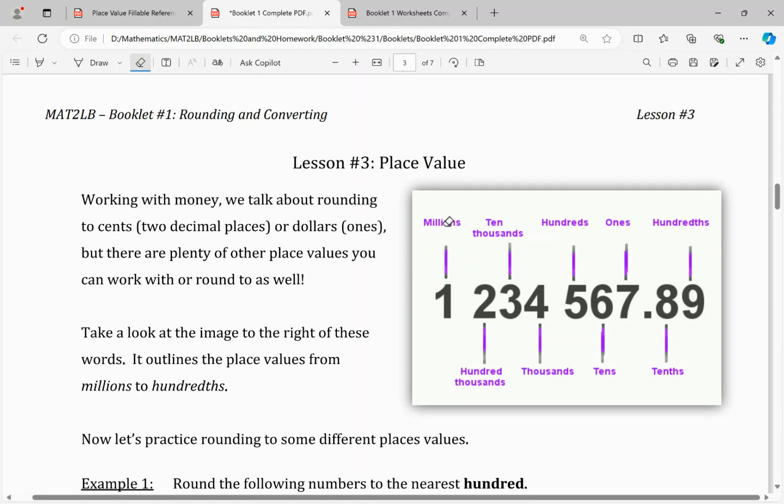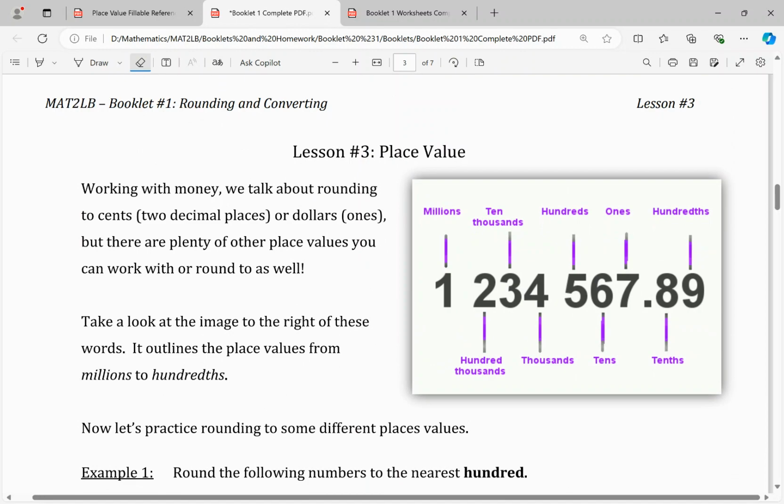Now, although you need to know all of these place values, you do not need to memorize them. That is where our reference sheet comes in. For example, if I was to ask you to round this number to the nearest hundreds, not hundredths, but hundreds, I would be talking about rounding this 5. So, let's get started and I'll show you what I mean.